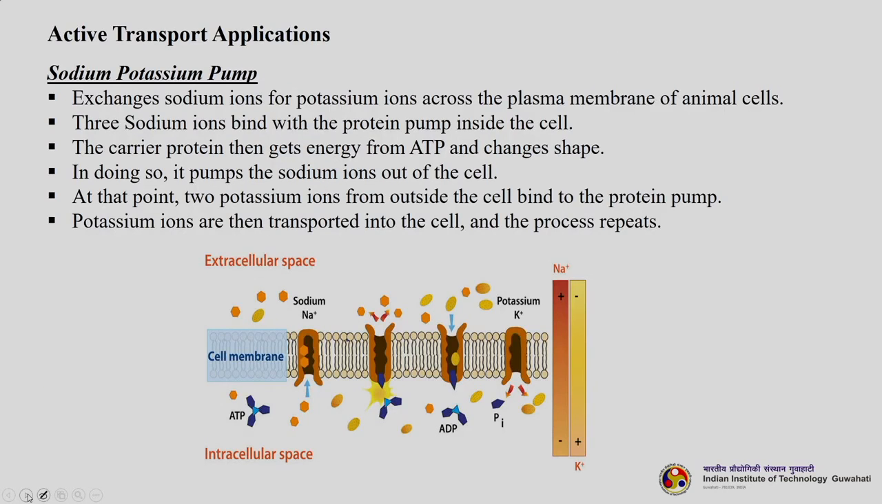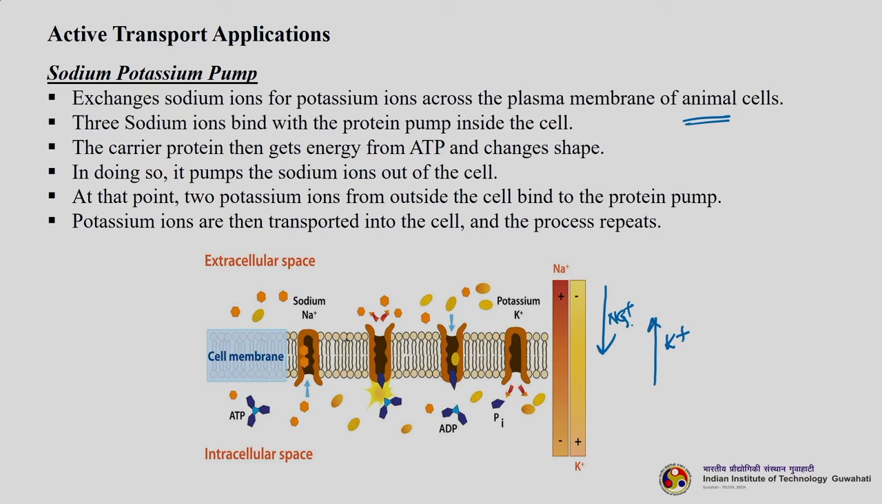Now understand the active transport applications. The sodium potassium pump: what is this? This is for real-life cells. It exchanges sodium ions for potassium ions across the plasma membrane of animal cells. How the mechanism happens is very clear in this particular image. Sodium is getting transported on this side, whereas here potassium is getting transported on this side.